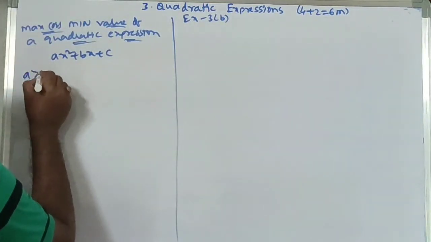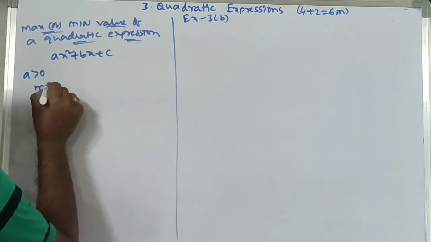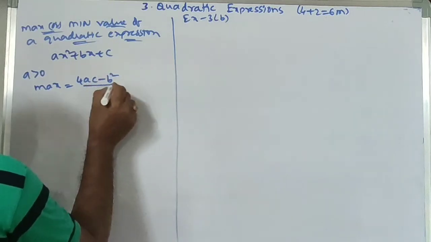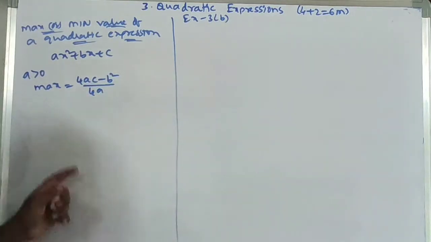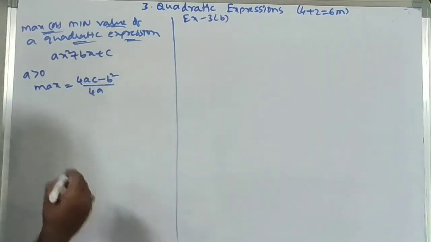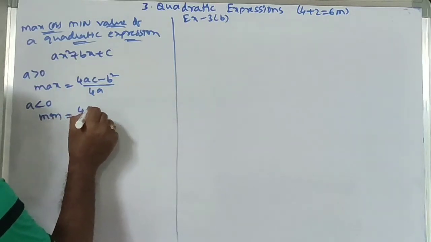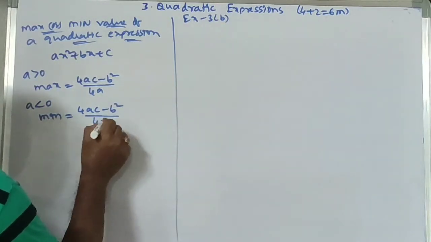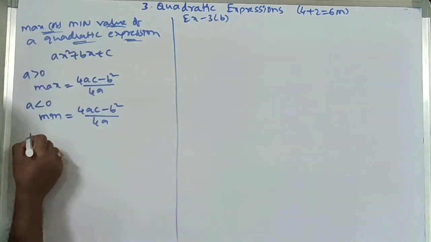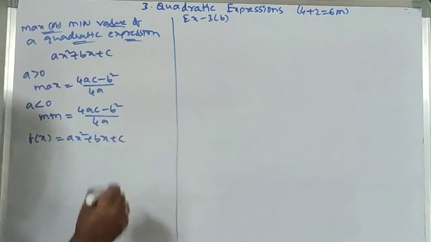If a is greater than 0, then the expression contains a maximum, which is equal to 4ac minus b square by 4a. If a is less than 0, the minimum value is also 4ac minus b square by 4a. Let us consider this as the function f of x equal to ax square plus bx plus c.